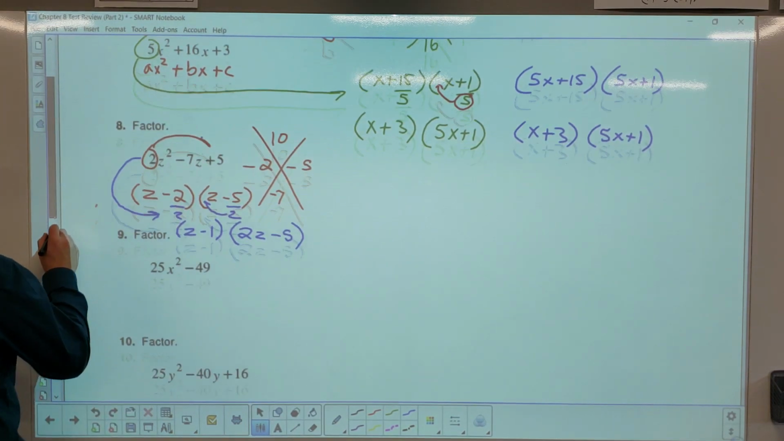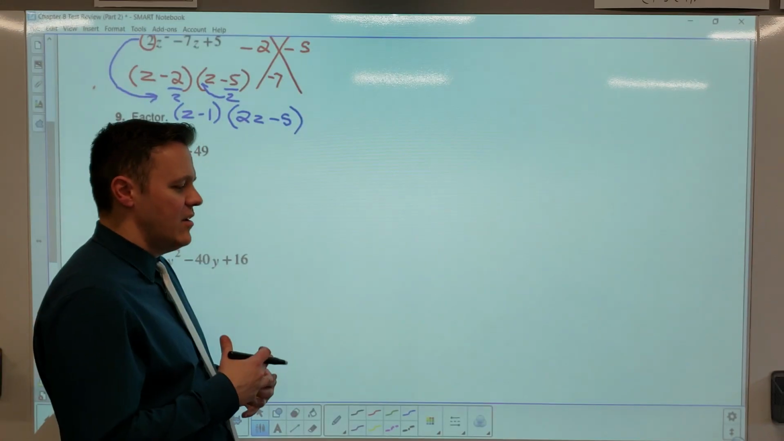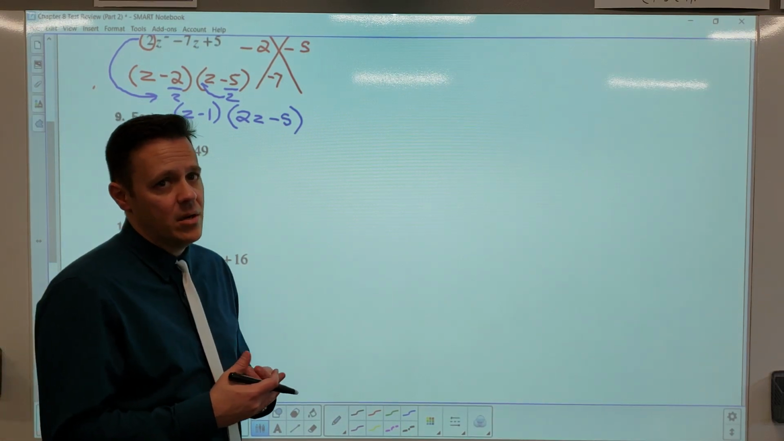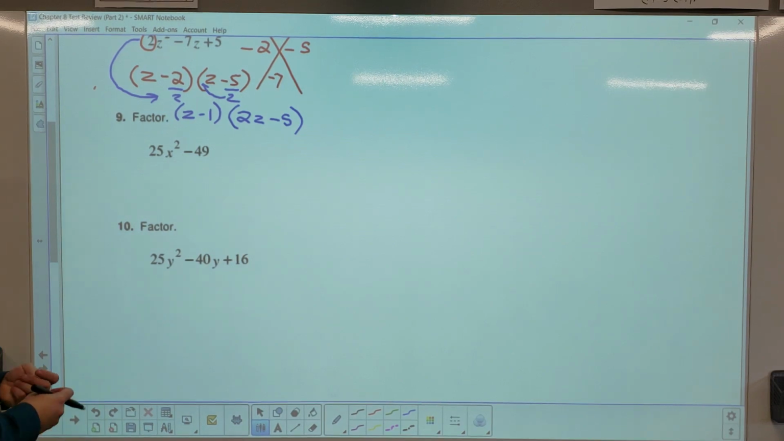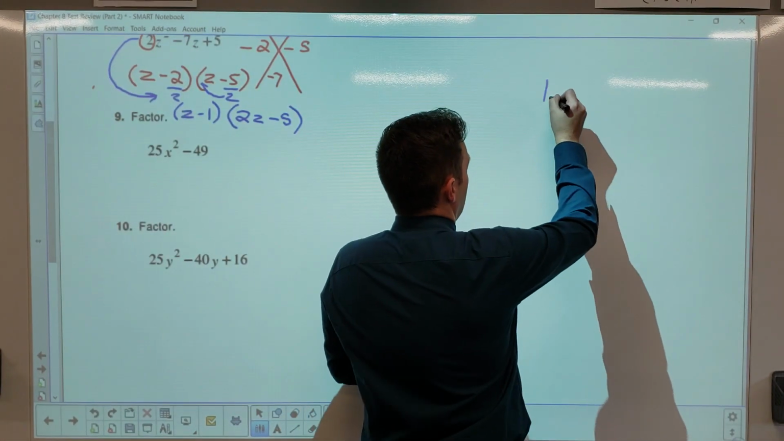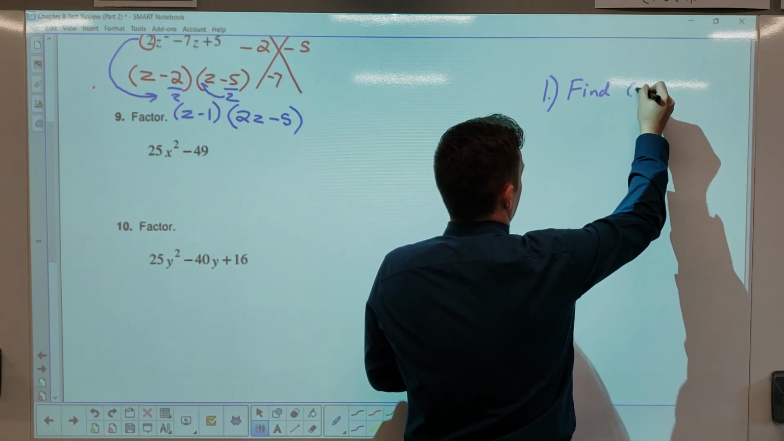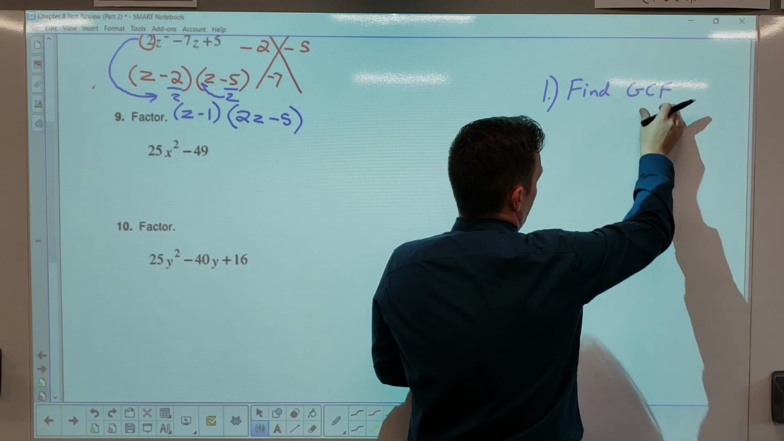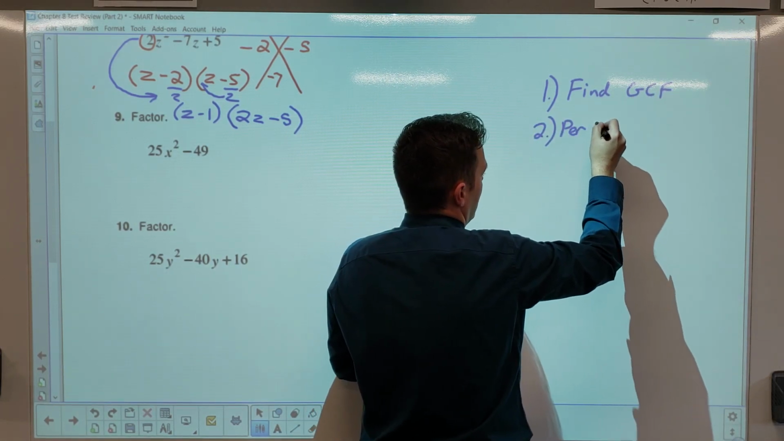Now number 9, okay? Number 9 is going to deal with trying to say, if you ask yourself, well, there's something missing here. Yeah, there is. It's going to be a perfect square, okay? So you have to remember that there's 3 aspects of the functionality. First thing is find the greatest common factor. All right, look and see if it has one. Number 2 is look for a perfect square.